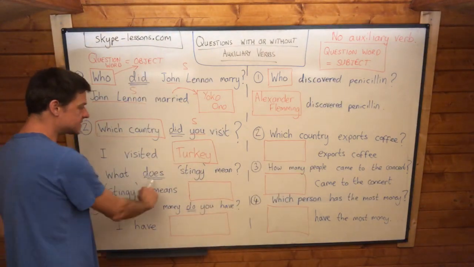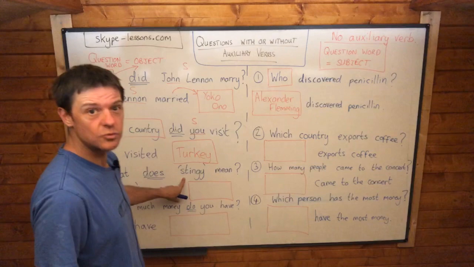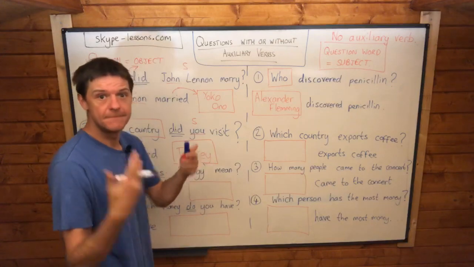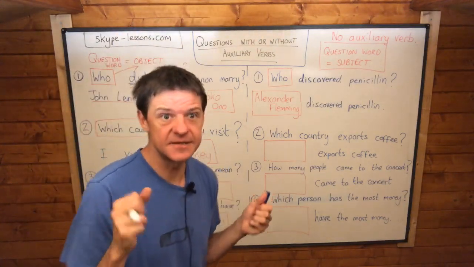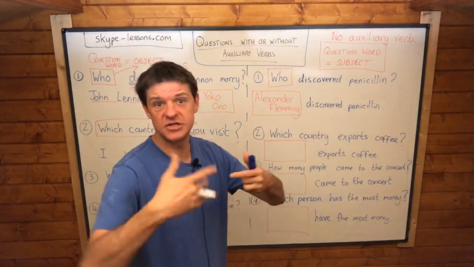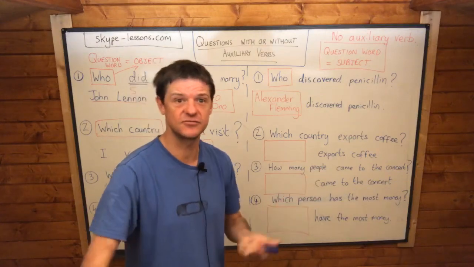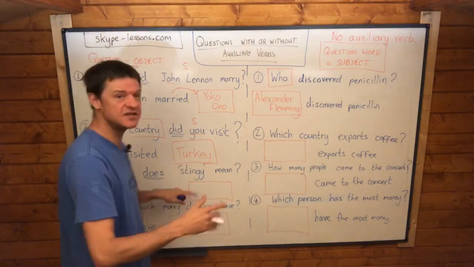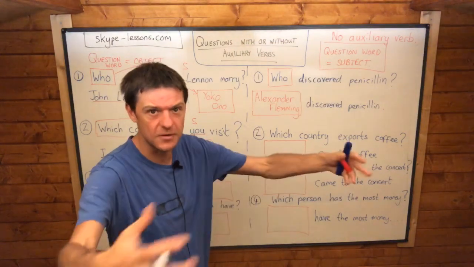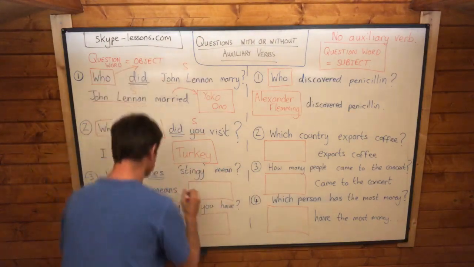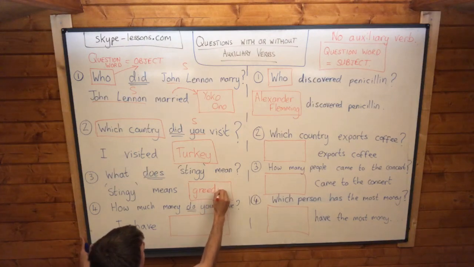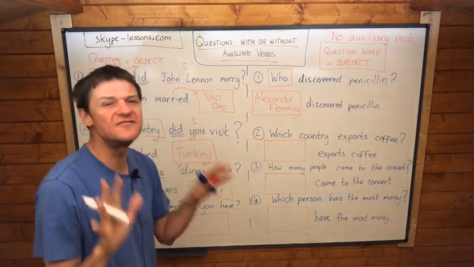Number 3, what does stingy mean? Now this word stingy, it's a word which means greedy, mean, tight-fisted. There are a lot of words that mean stingy. It's the opposite of generous. Generous person likes buying presents for his friends and likes to buy them drinks. A stingy person never buys drinks for his friends. He doesn't like buying presents for people. He wants all the money for himself. So stingy means greedy. Maybe you know this word, greedy. It's the same as stingy, or it's very similar.